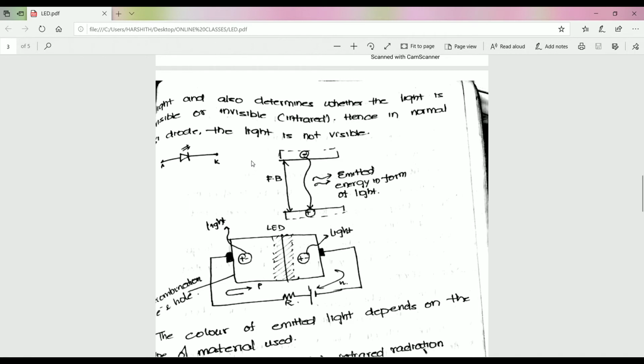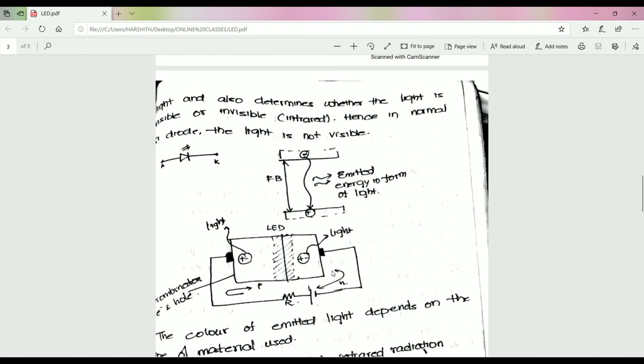So basic operation. When the PN junction is forward biased. This is the PN junction. This is the P and this is the N. P is connected to the positive terminal of the battery, N is connected to the negative terminal of the battery. So this is the forward biased condition.